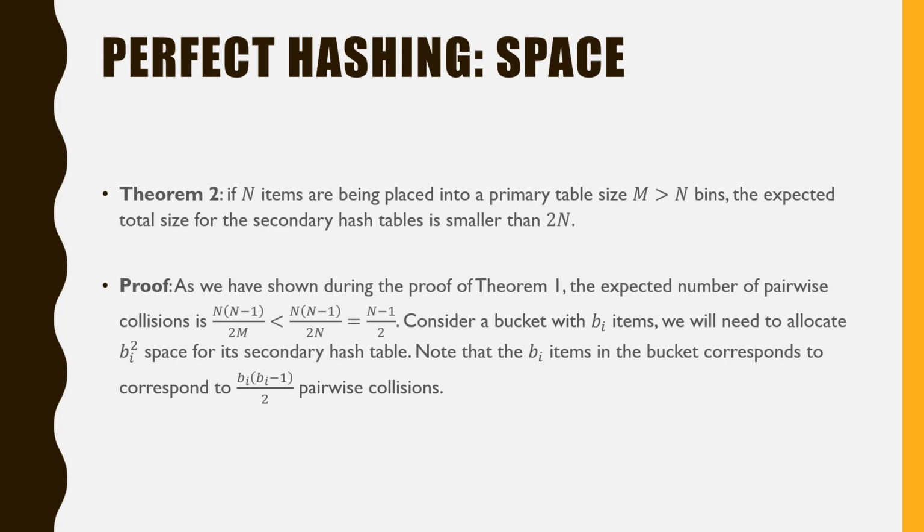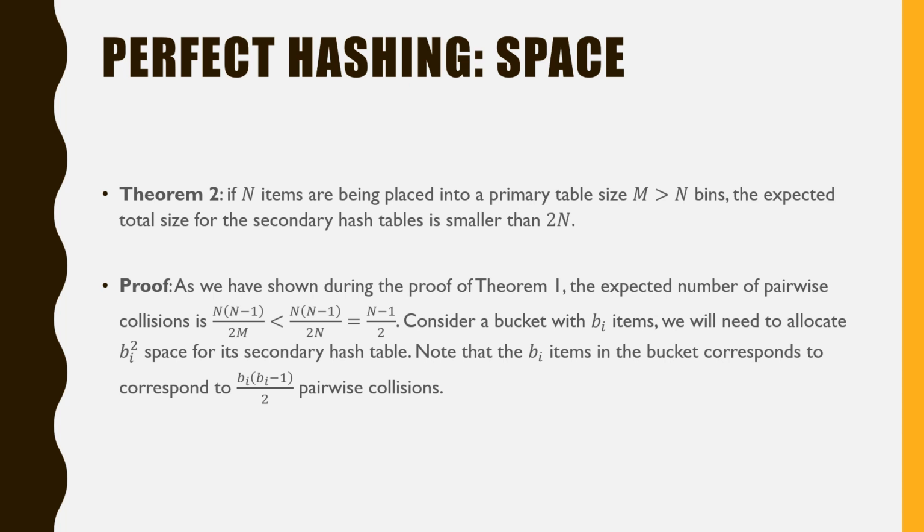Although we were discussing the secondary hash table in Theorem 1, the conclusion can naturally be extended to the primary hash table as long as both hash functions distribute data elements evenly. Because we have m larger than n, the expected total number of pairwise collisions in the primary hash table can be simplified as n-1 divided by 2.